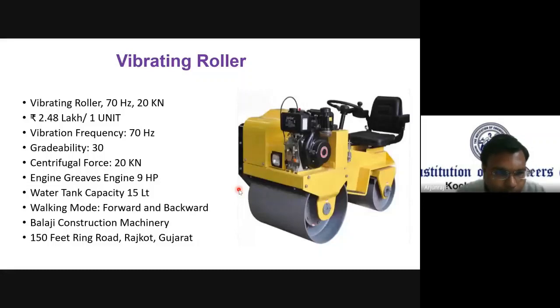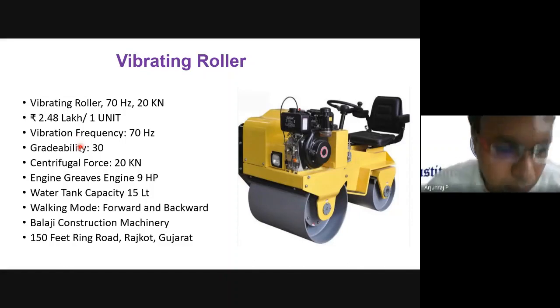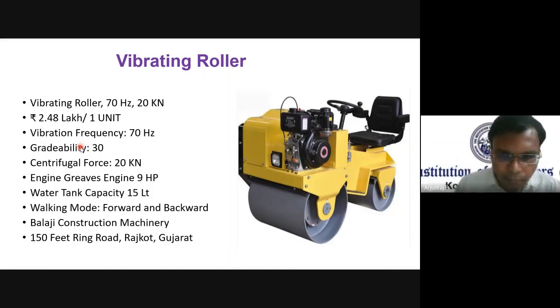Again, this vibrating roller having a gradability of 30 degree and the frequency of 70 hertz. The cost is going to be 2.48 lakh per unit. And the engine gives 9 horsepower. And this has been done by Balaji Construction Machinery in Gujarat in Rajkot.